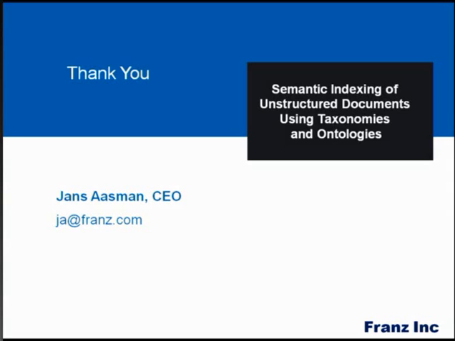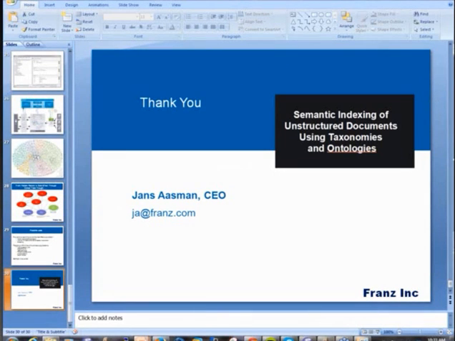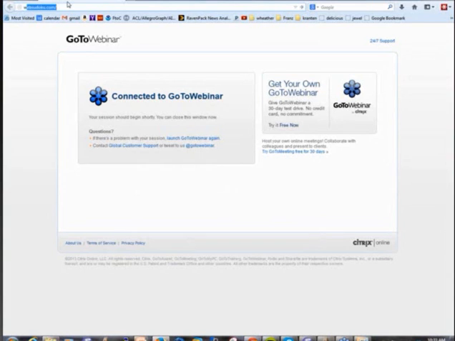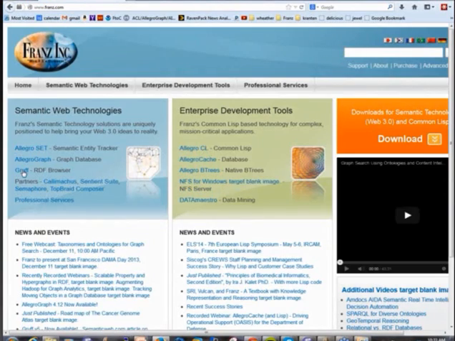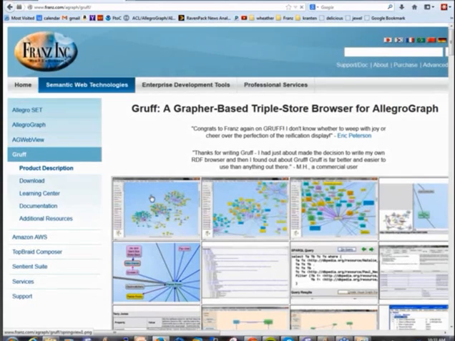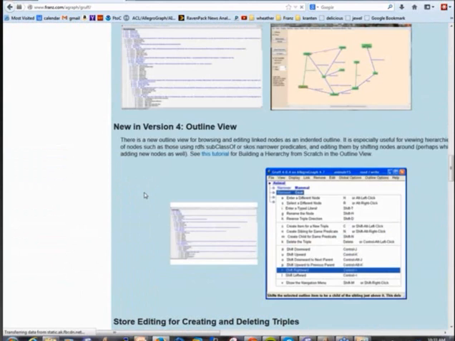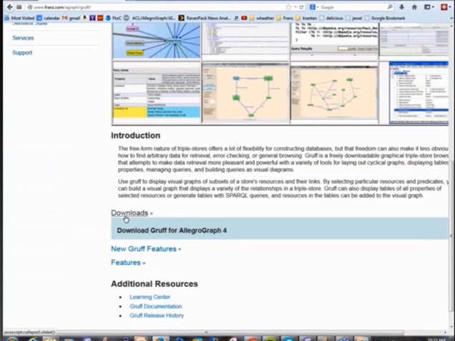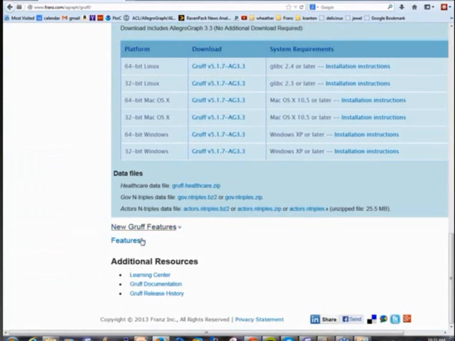Is this healthcare data set available? Yeah, it's available. If you go to our website and you go to Graph, then at the bottom, I believe, downloads. Oh yeah, graphhealthcare.zip. If you want to play with this file, look at the screen. There's the file that you could use.